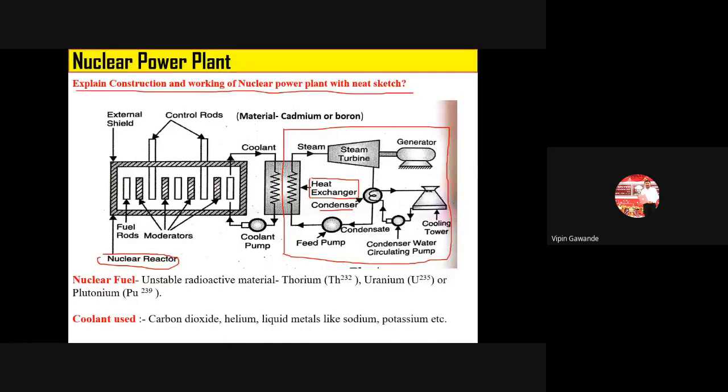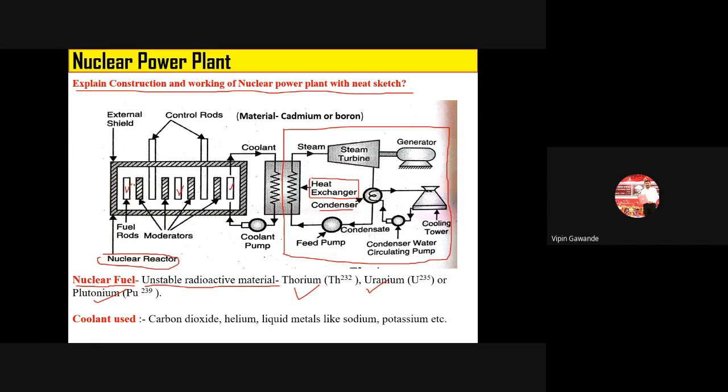Now, in a thermal power plant we use coal plus oil for combustion. In the nuclear reactor, what are we using? We are using nuclear fuel. Which types of fuels? Unstable radioactive material: thorium, uranium, or plutonium. The rods of this radioactive material are placed here. These are the fuel rods.